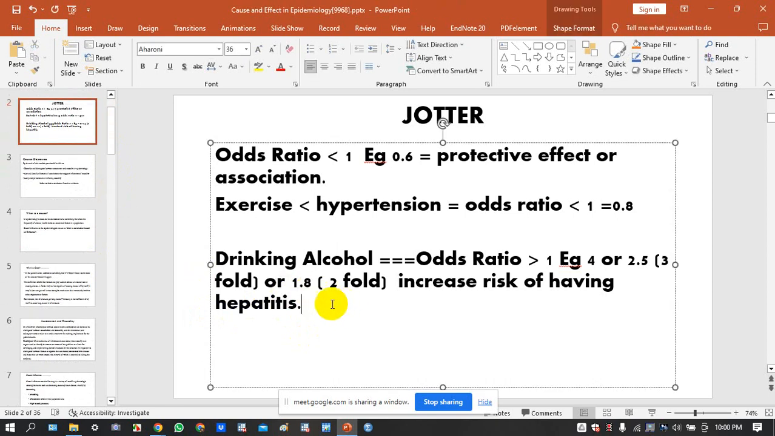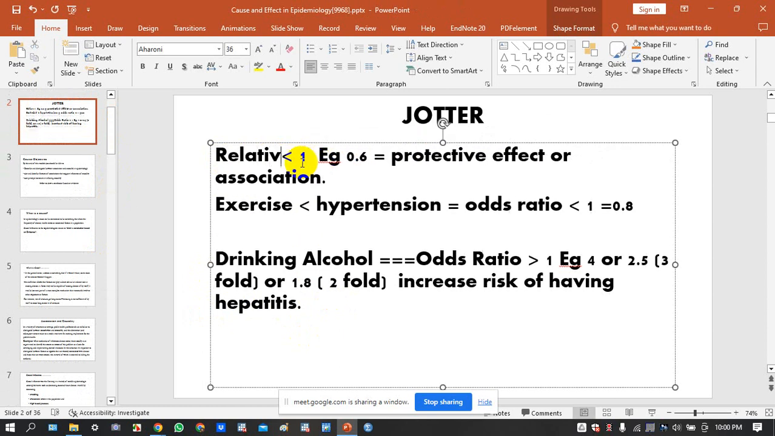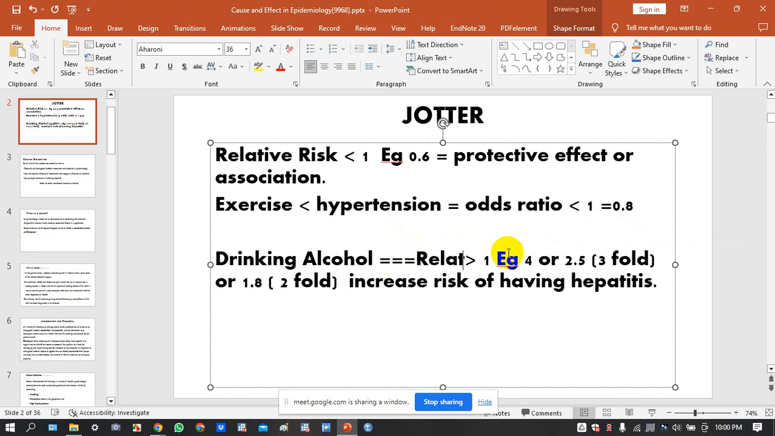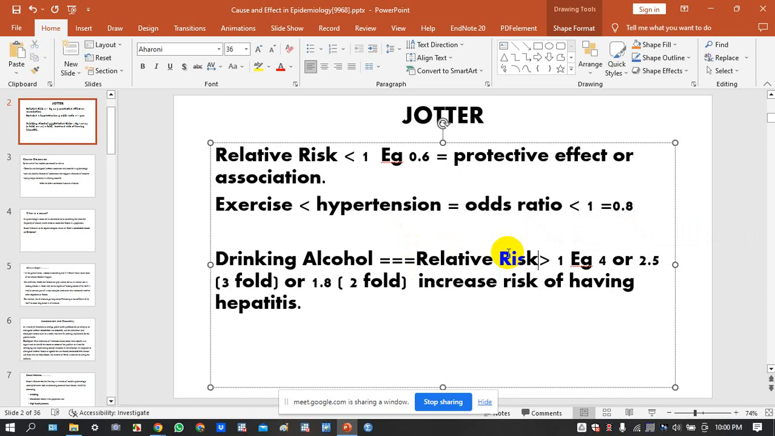And this same thing I've written, we can say is the same as what? The relative risk. And relative risk is for longitudinal study, whereas odds ratio is for case control study. So we can change this one to relative risk. They are the same meaning and the same thing, but one is for longitudinal study, another one is for case control study.